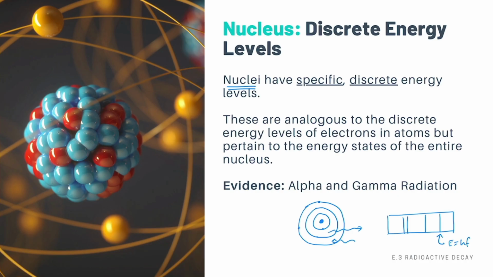I want you now to look at the slide, and consider the fact that nuclei also have specific and discrete energy levels. You can think of the energy levels in a nucleus as kind of like the discrete energy levels of the electrons in atoms, but they pertain to the energy states of the nucleus themselves. So thinking about the neutrons and the protons, or the collective term, nucleons, they have certain energy levels that they're allowed to have. And how do we know this? Well, alpha and gamma radiation give us evidence of that.